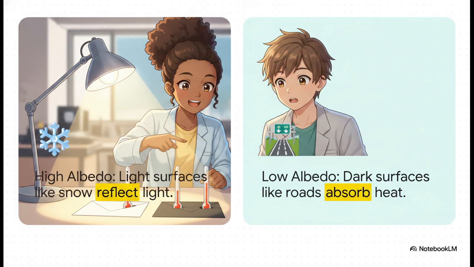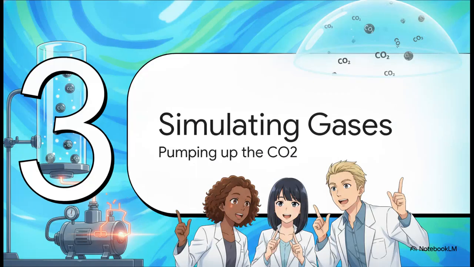To measure this, you typically put thermometers inside black and white paper envelopes under a lamp. The black envelope, our low albedo surface, heats up significantly faster, proving right before your eyes that surface color dramatically changes heat absorption. Section 3. Simulating greenhouse gases, pumping up the CO2.